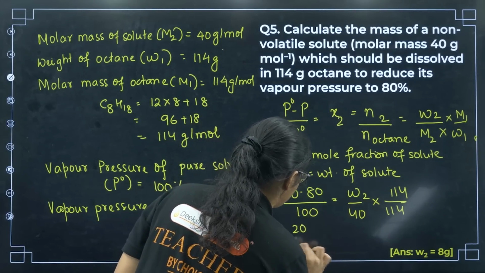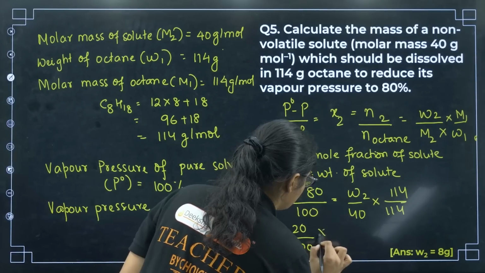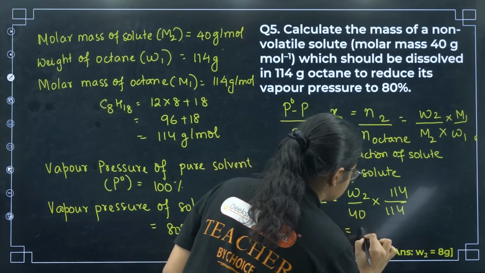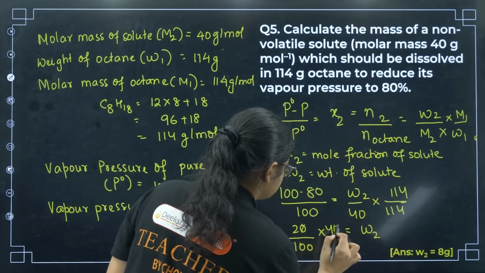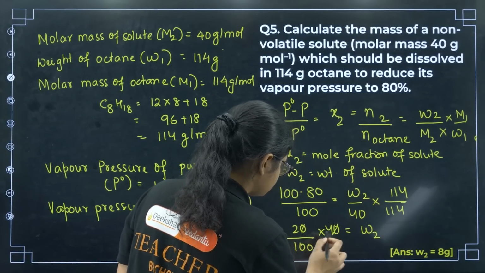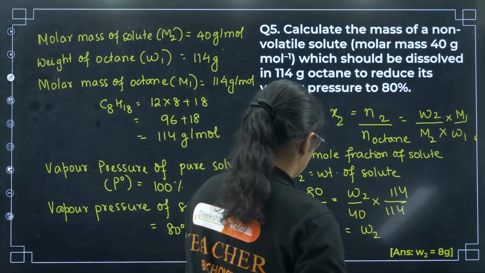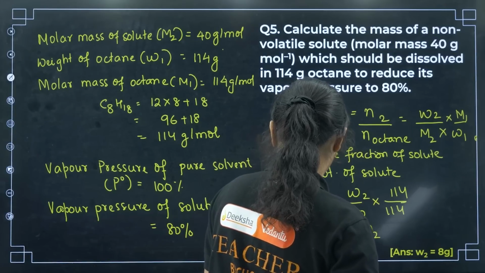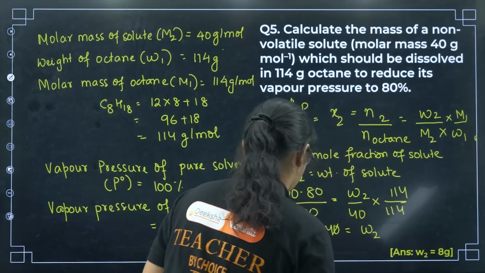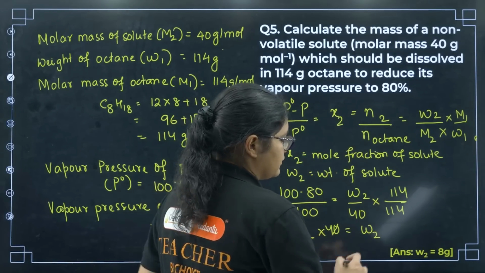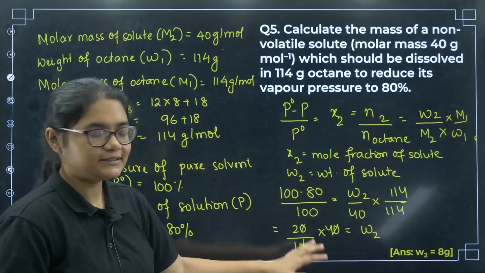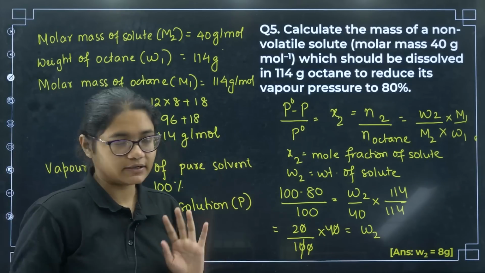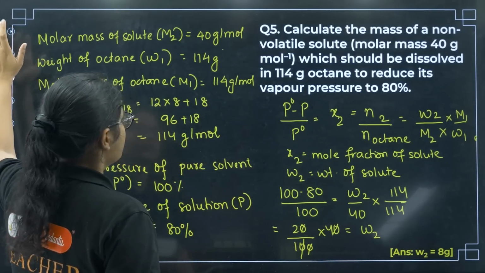So you can see 20 by 100 into 40, that is your W2. So if I just calculate, it will get 20, this two I cancel, right? So 2 4s are 8, so I'll get 8 grams. So the correct answer is 8 grams. So you have to mention all the terms in the numericals.